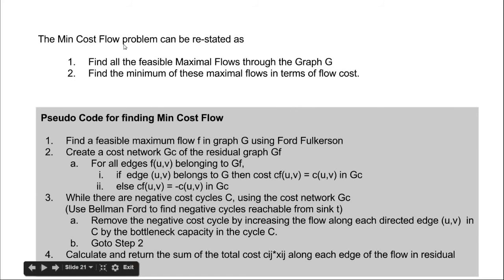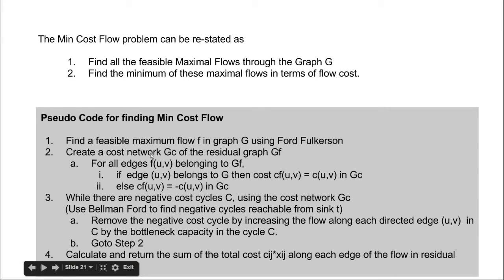So the min cost flow problem can be restated as: find all the feasible maximal flows of the graph G, then find the minimum of these maximal flows in terms of flow cost. Now the pseudocode for finding the min cost flow. First, find a feasible maximal flow in graph G using Ford-Fulkerson. Since there can be multiple source and sink vertices with b values associated, we need to first convert this min cost flow network into a normal flow network. Then you find the feasible maximum flow in that graph G.